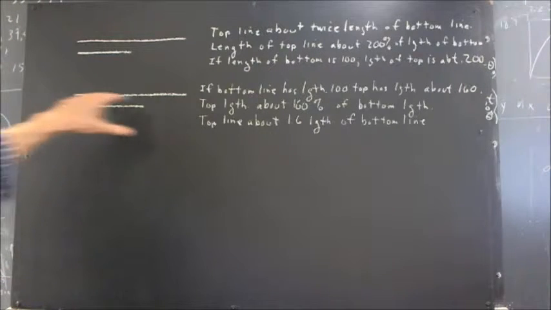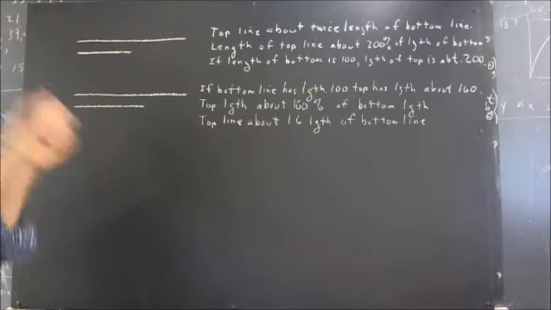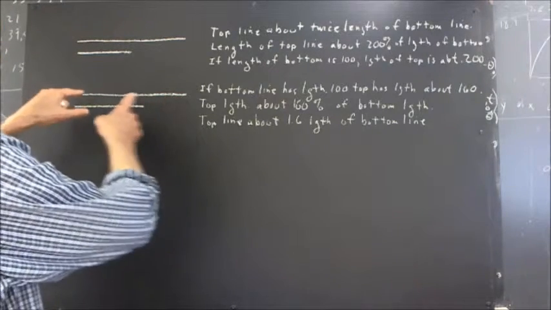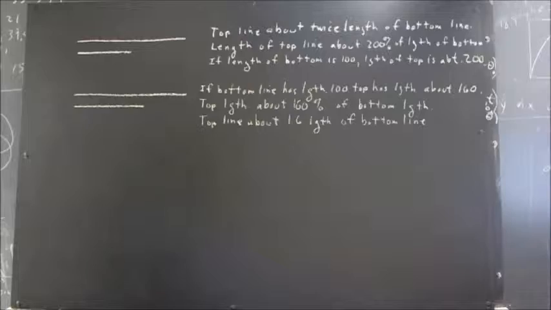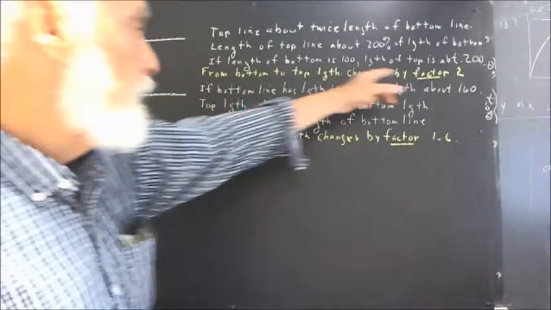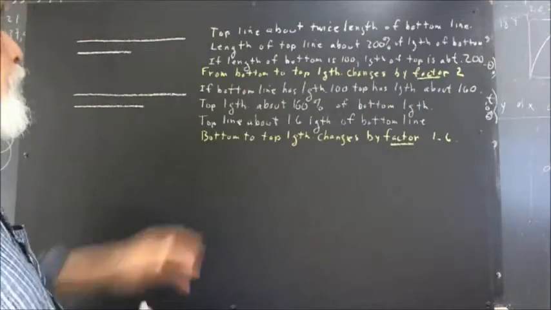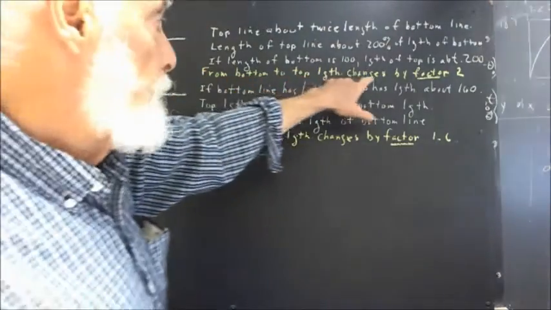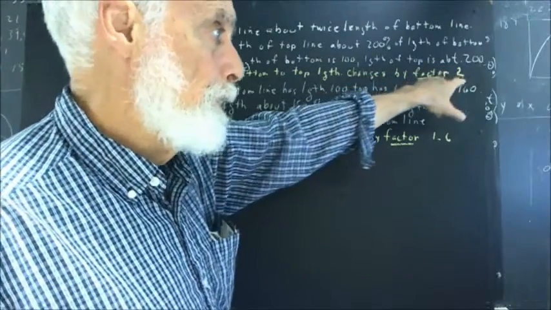Now, if you decided the top line was twice as long as the bottom, then you maybe need to adjust the way you're looking at the picture, because it's clearly the bottom is greater than half the length of the top. Now I can add one more statement to each of these. For these two lines, from bottom to top, the length appears to change by factor 2.